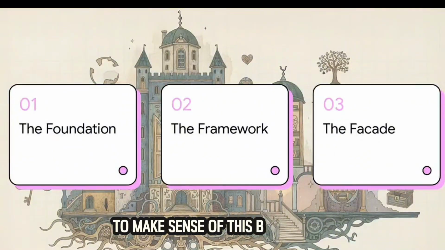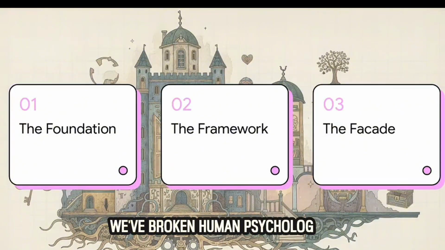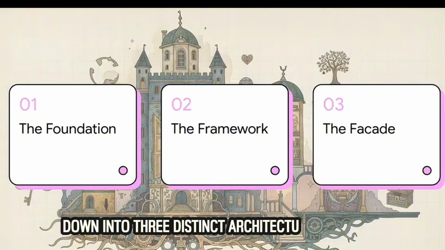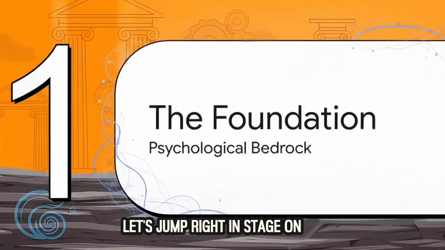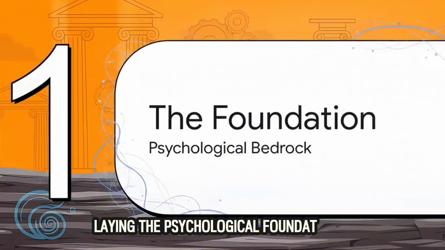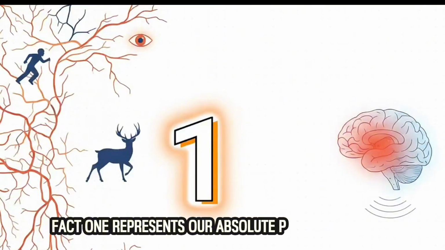To make sense of this blueprint, we've broken human psychology down into three distinct architectural stages. Number 1, the foundation. Number 2, the framework. And number 3, the facade. Let's jump right in. Stage 1. Laying the psychological foundation. Fact 1 represents our absolute primal bedrock.